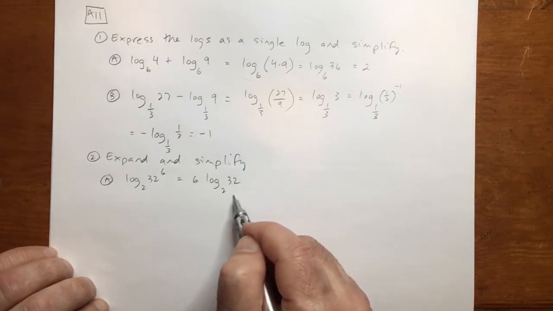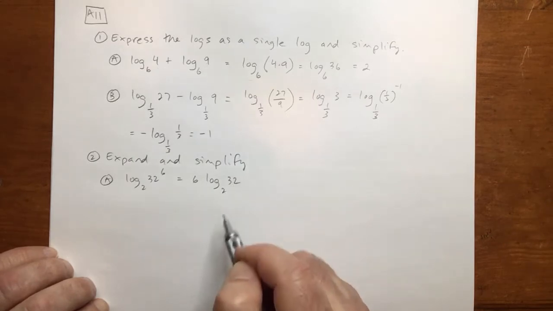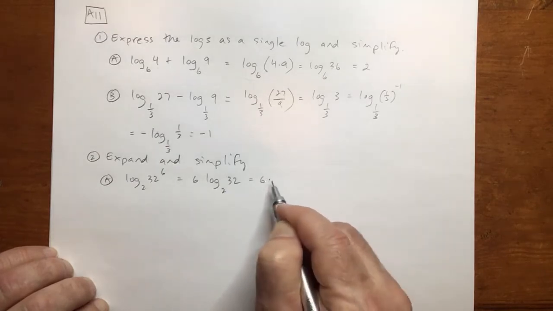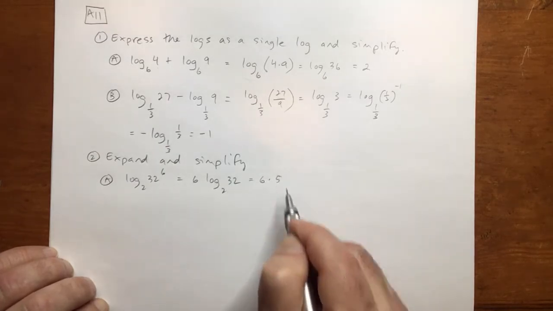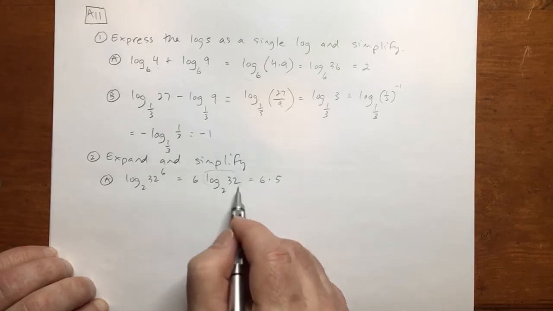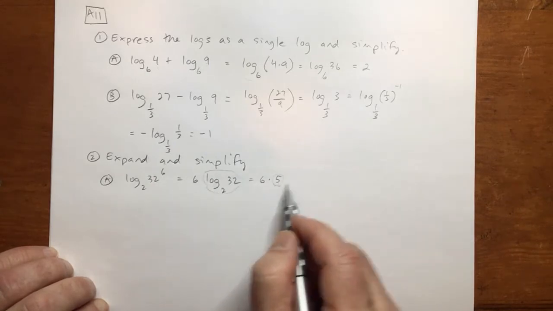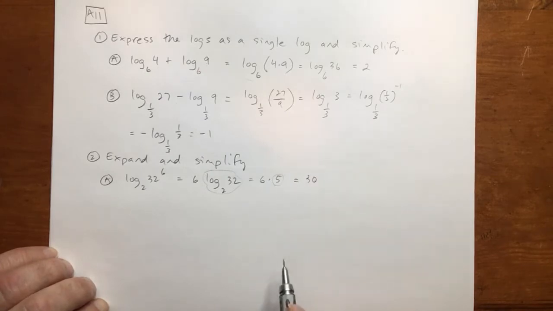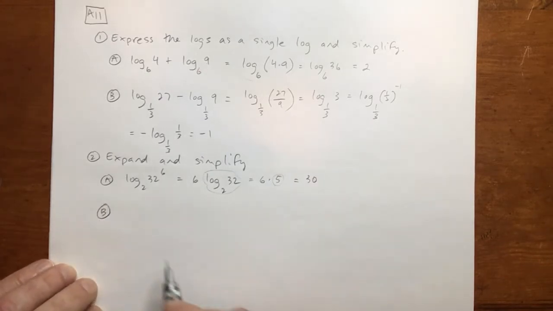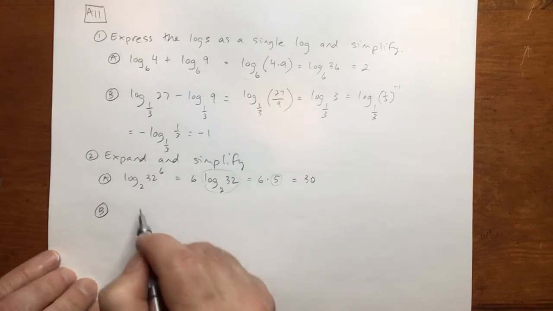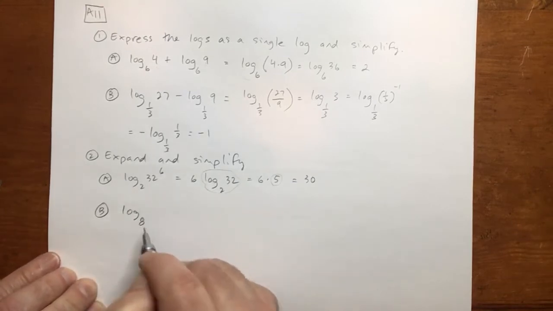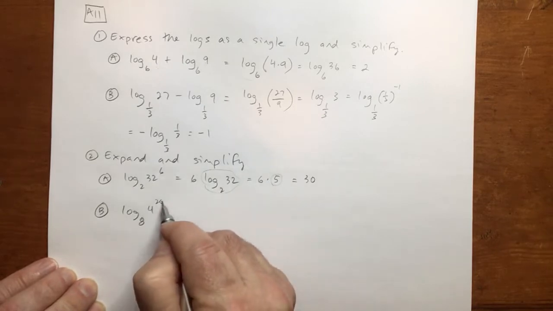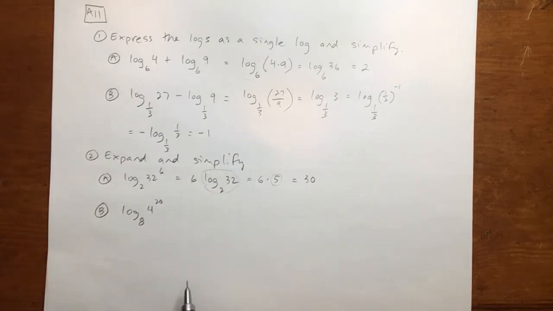Okay, so 2 to what power would be 32? And I think we've been building that since all year. 2 to the 5th is 32. And so this part is simply equal to 5. And then my simplified answer would be 6 times 5, or 30. All right, let's try one more. Log base 8 of 4 to the 20th. Okay, now this is going to be a tricky one.